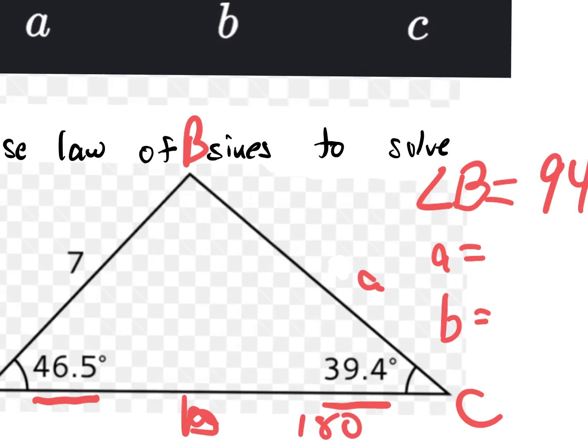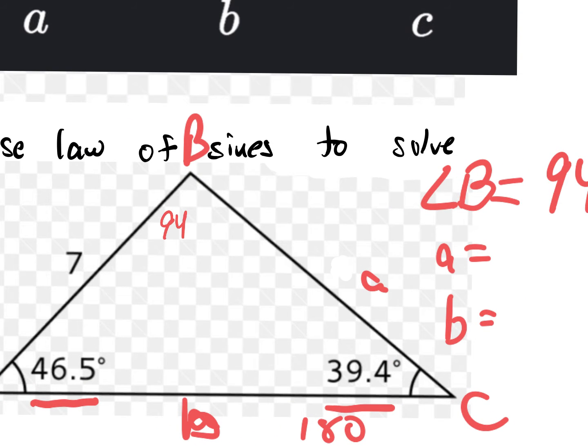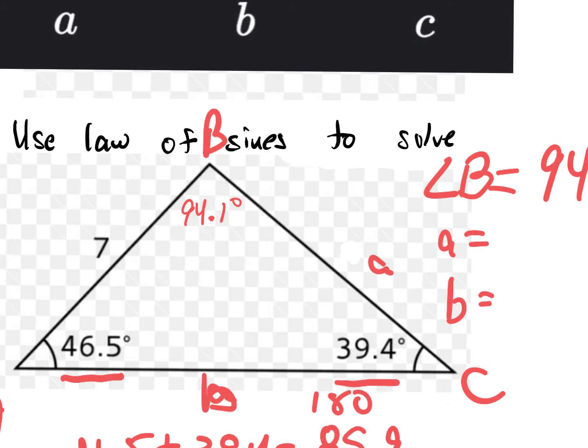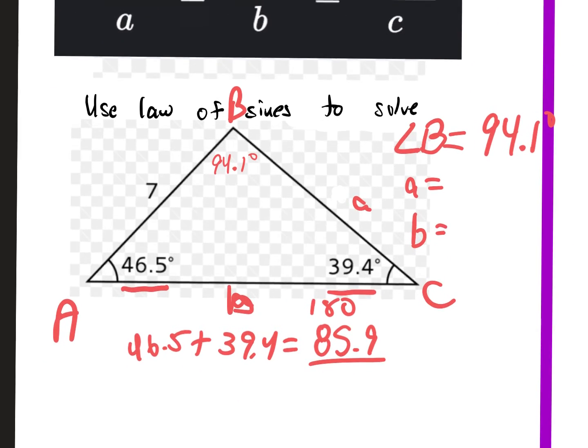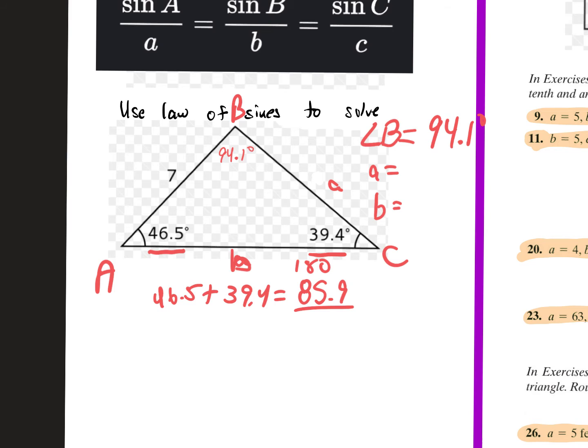Now that I know that angle B is 94.1 degrees, I have solved everything inside my triangle. Now I have to solve the outside. Well, what do you guys notice? Do I have a side length and its corresponding angle measure? Yes, I have C. I have all the information I need about C. I have sine of C, so sine of 39.4 over 7 equals, what do you guys want to find?